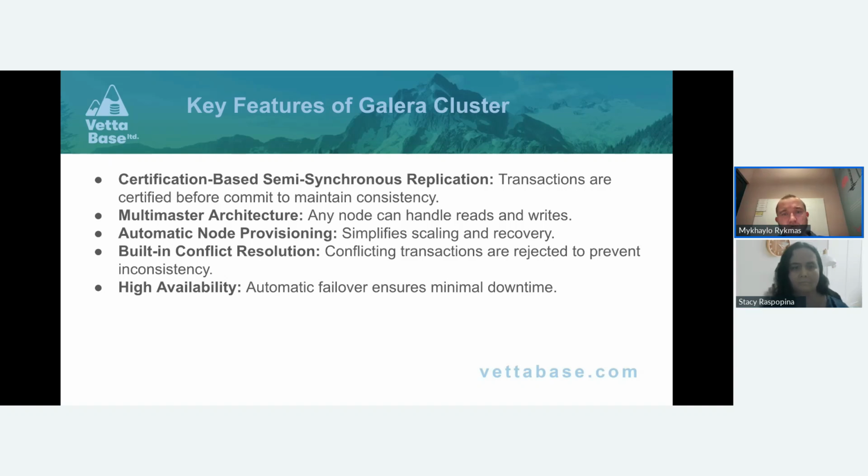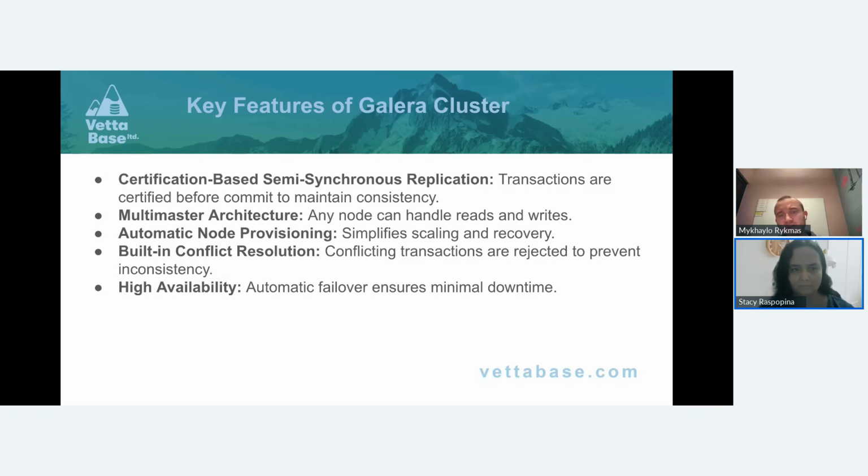In this case, the process is called IST, which means incremental state transfer, and only the incremental data is transferred to the joiner, so the overall process of joining is much faster. It has built-in conflict resolution.